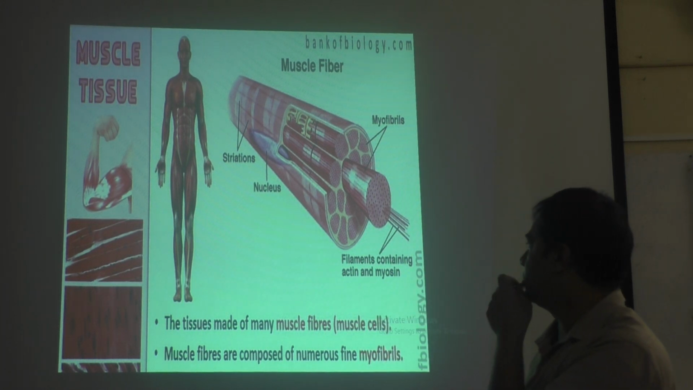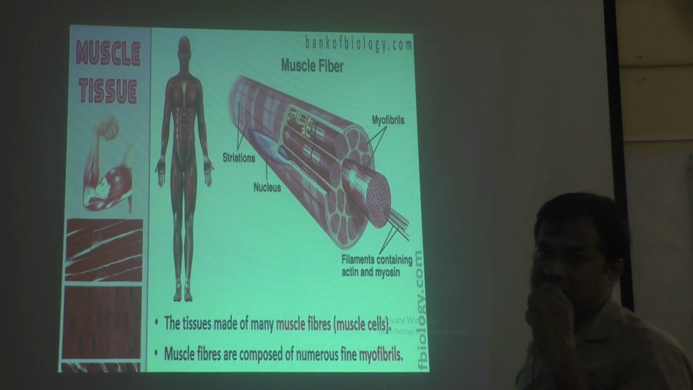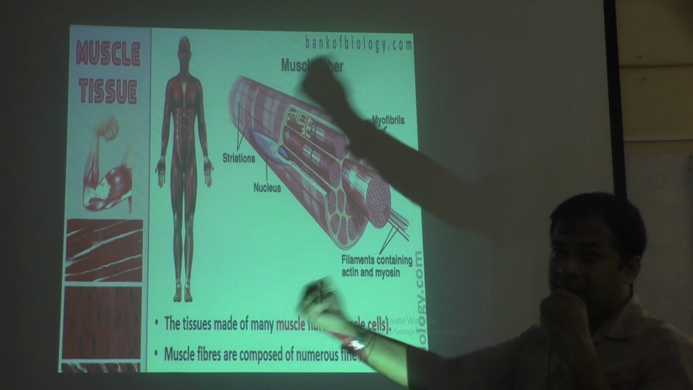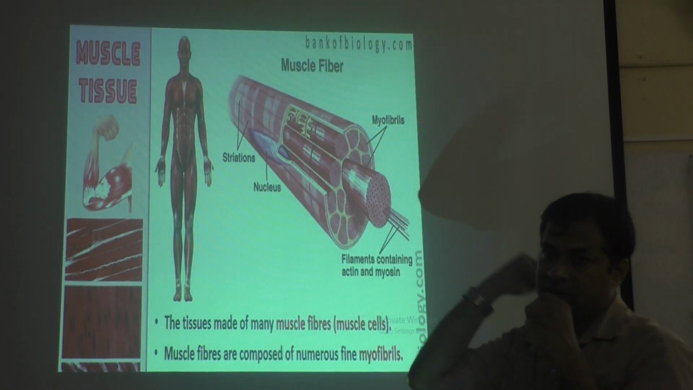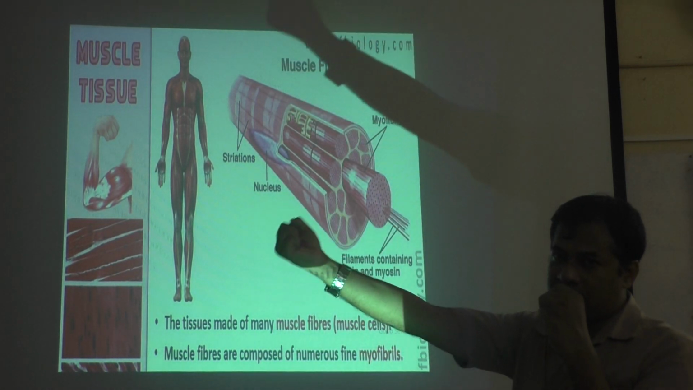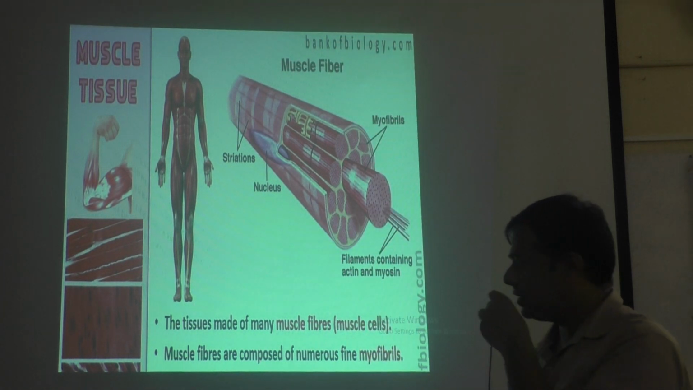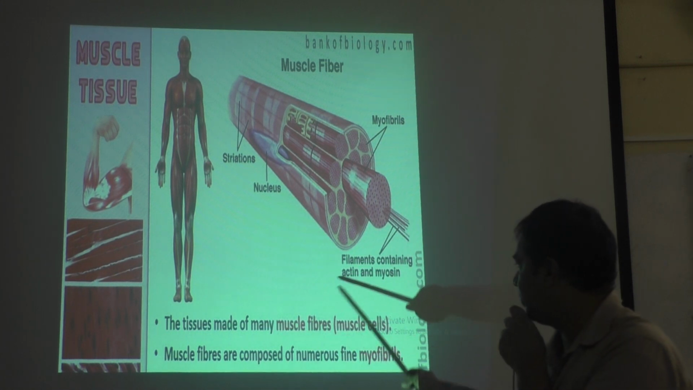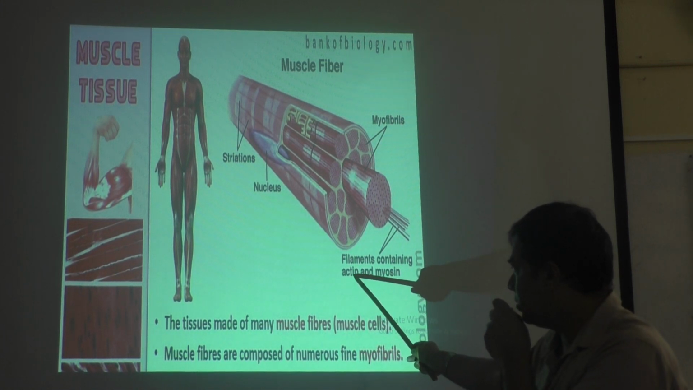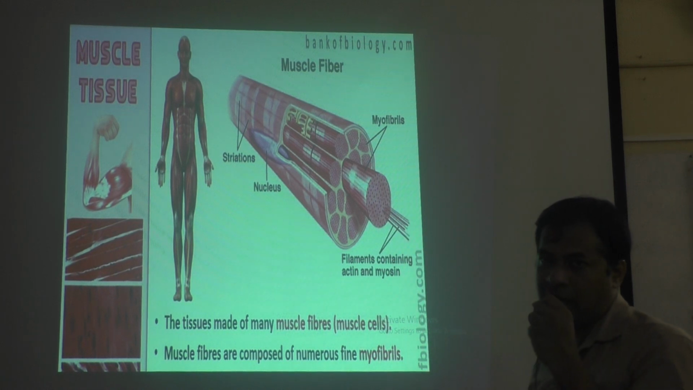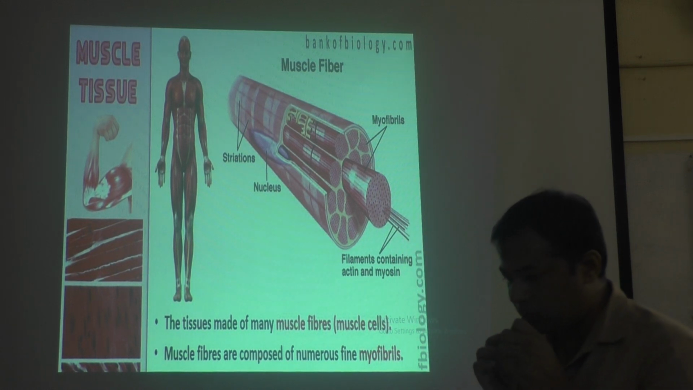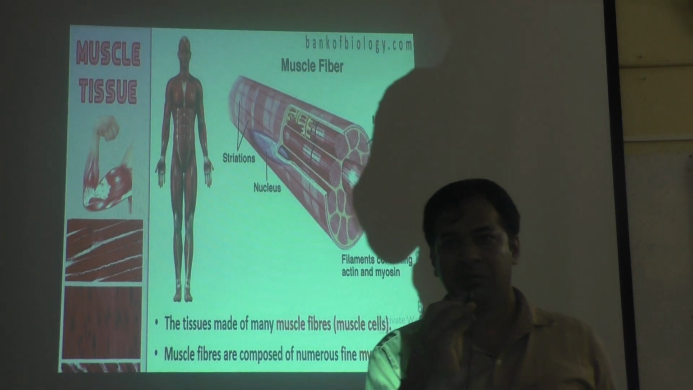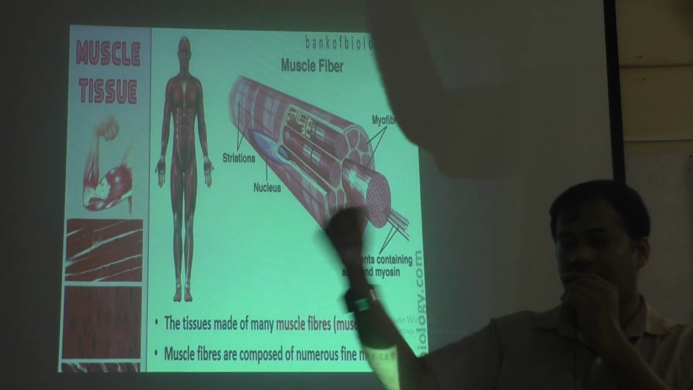Then it contains two types of proteins. Muscles contain two types of proteins, which is very important, required for contraction and relaxation of muscles. I'm showing contraction and relaxation of muscles. For that, two proteins are required in the muscle, that is called actin and myosin. You can see that they have written. Actin is one, other one is myosin. Actin and myosin are two important proteins present in the muscle cell, which is required for contraction and relaxation of muscles.